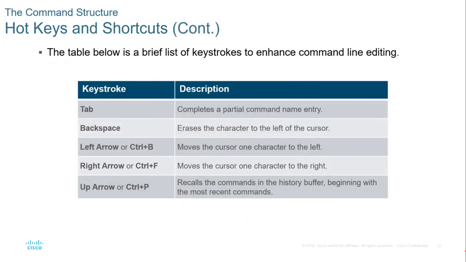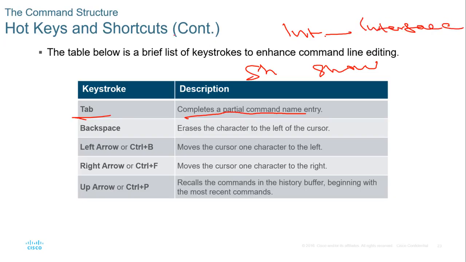Here we have the hotkeys and the shortcuts, where we have the tab. The tab helps us to autocomplete partial commands, where you can type something like sh, you tab, and it autocompletes it with show. You can type int and then you tab, and it autocompletes it to interface. Like that. You type F and you tab, it completes it to fast Ethernet. Then we have backspace, which is used to erase.